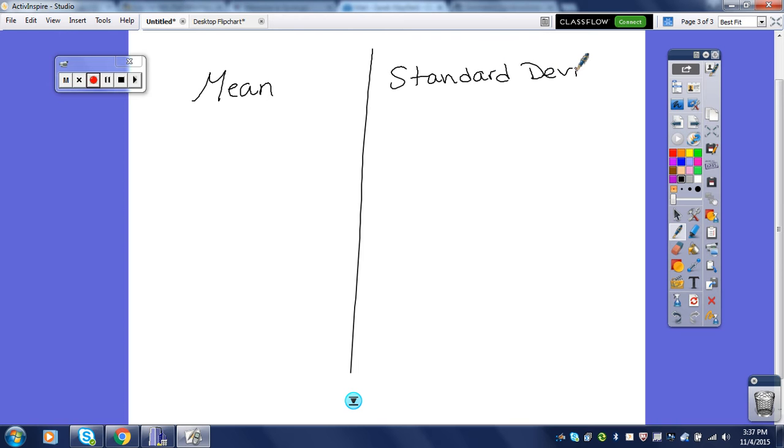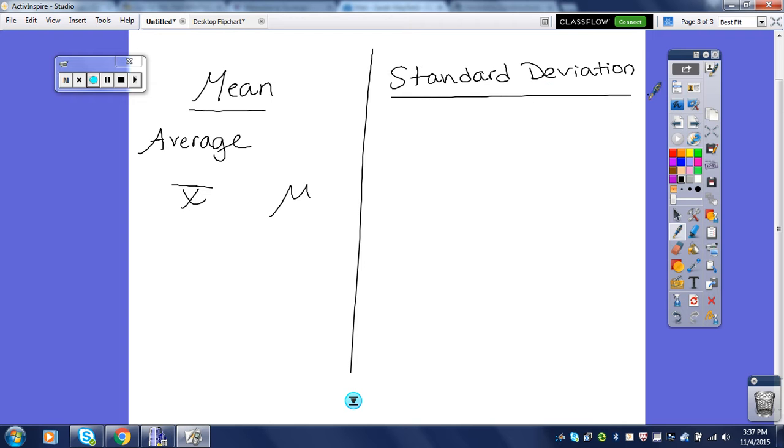Okay. What is mean? Mean is the average. My variable for mean is x bar. We have another variable for mean. My other variable for mean is a u with a tail. Okay? Standard deviation. All right?